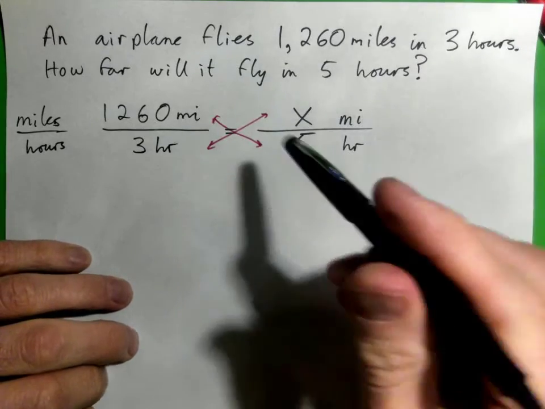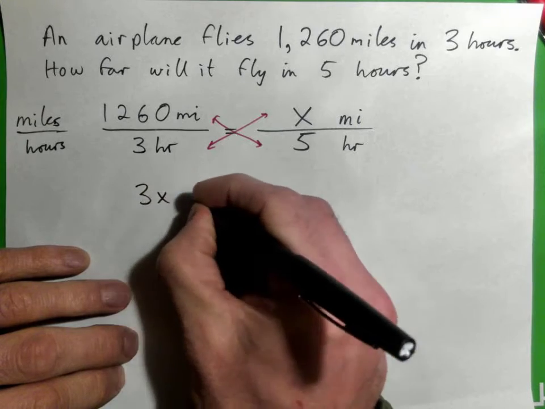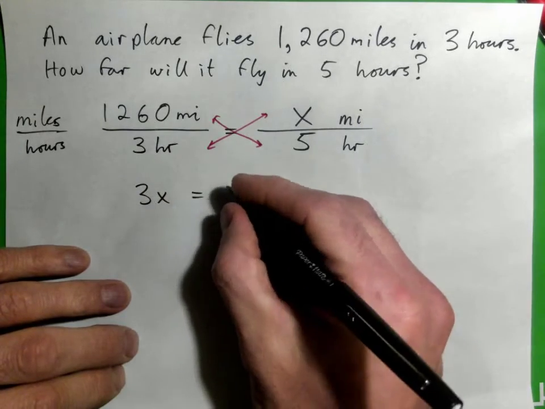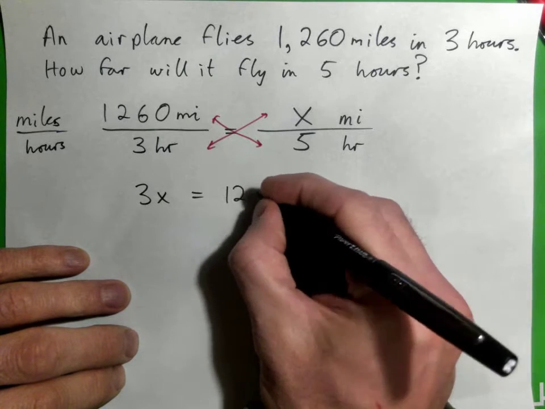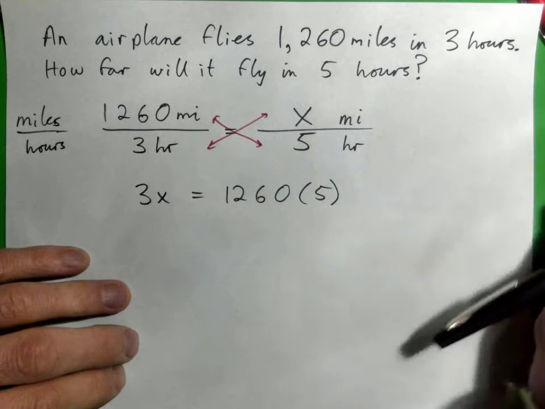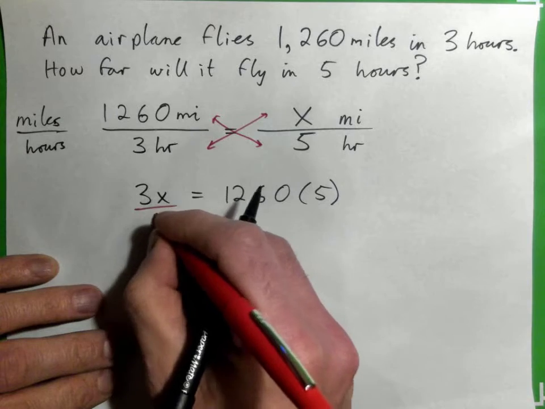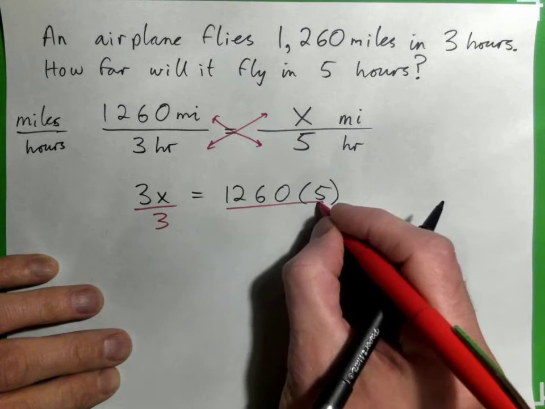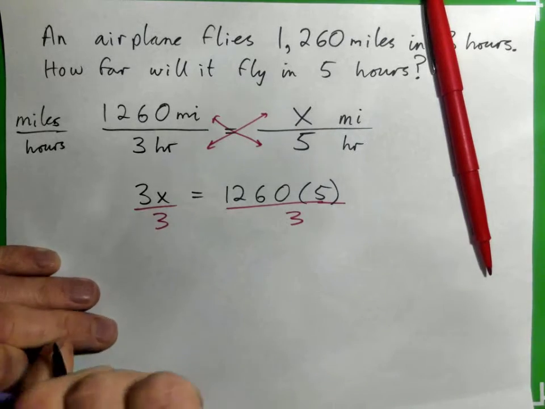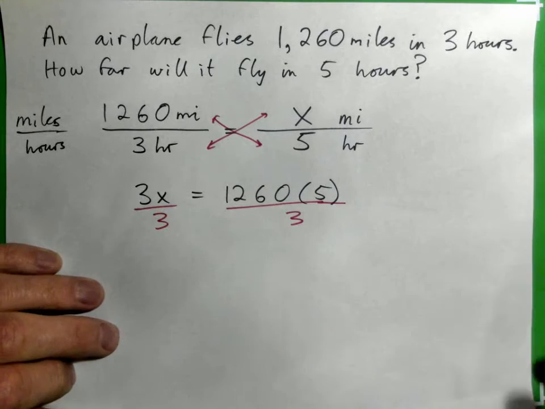To get this times this, 3x equals this times this: 1260 times 5. Okay. And then x has been multiplied by 3, so to get it on its own, we divide by 3 on both sides, right? Now we could multiply by 5 and then divide by 3. I'm just going to divide by 3 now.